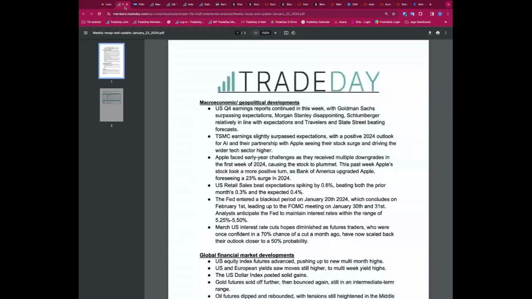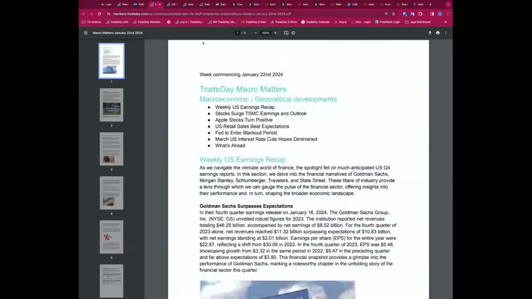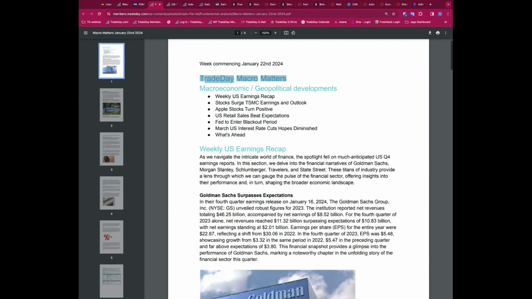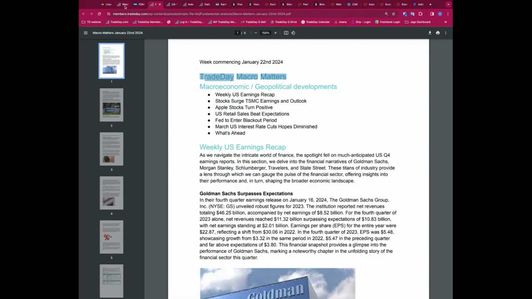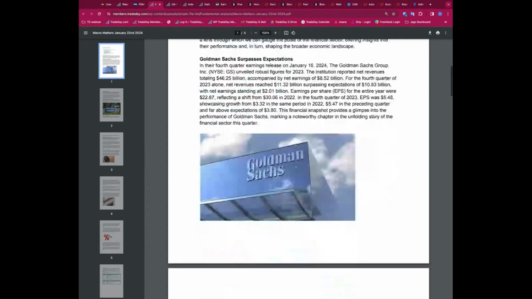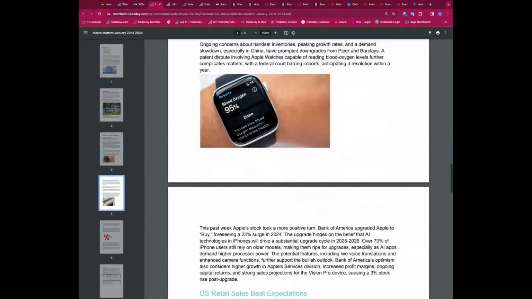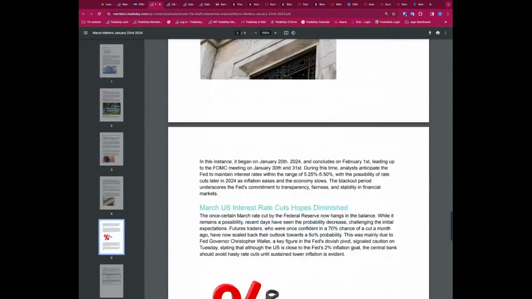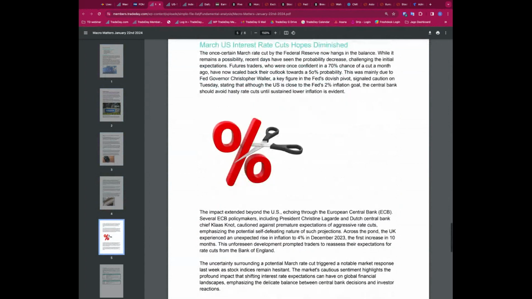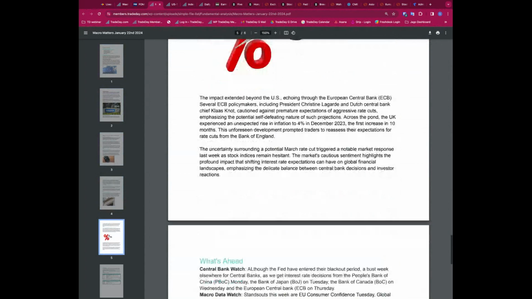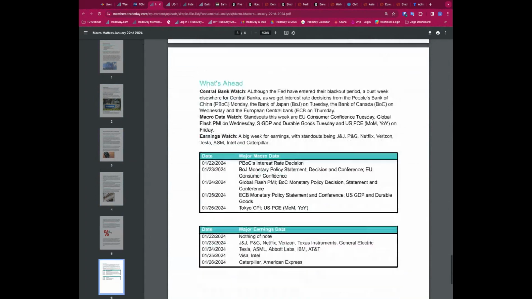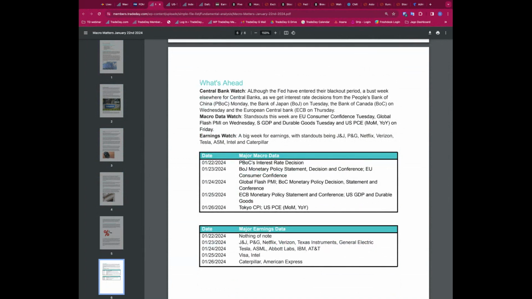Let's move forward to the weekly recap. So again, in that macro section, you have the weekly recap and the Trade Day Macro Matters. The Macro Matters is the more in-depth one, and then we summarize it in the weekly recap. So if you want to take a lot more depth on what happened last week and what the expectations are coming into this week, take a look at the Macro Matters, if you want to improve your macroeconomic fundamental understanding of what's going into markets this week.